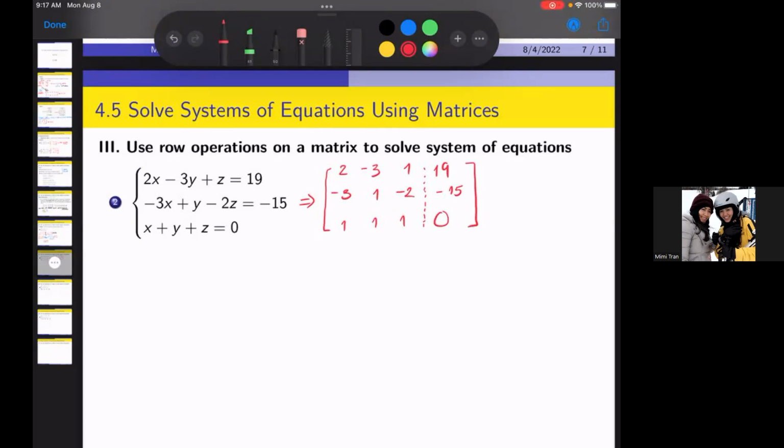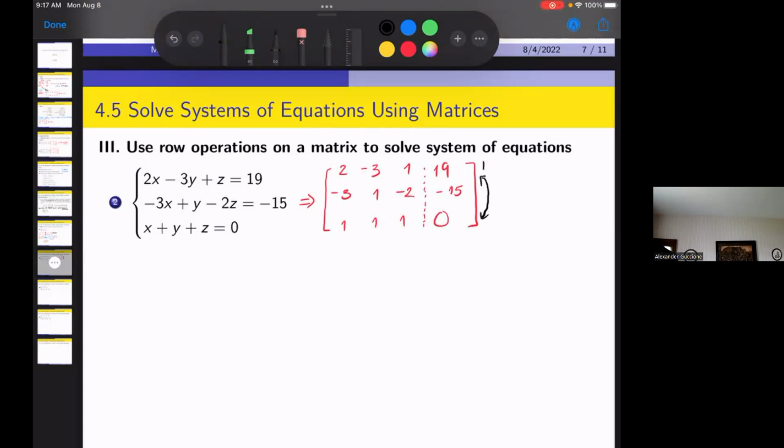You can flip the rows, row 1 with row 3, it's not necessary. Again, you don't have all 1s in the diagonal. I'm just following the steps.